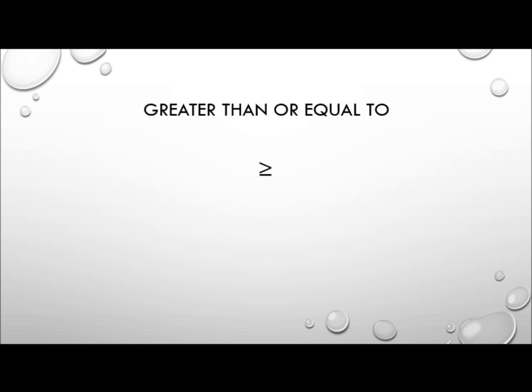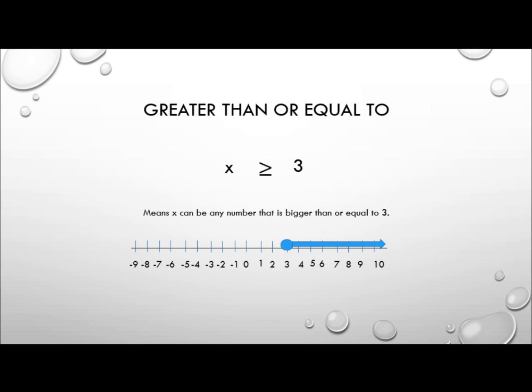And now I'd like you to meet the greater than or equal to sign. It works in much the same way as the greater than sign, except that we can include the value that it's equal to. So x greater than or equal to 3 means that x can be any number that is bigger than or equal to 3. On a number line we represent that with an arrow pointing to the right but with the circle filled in.